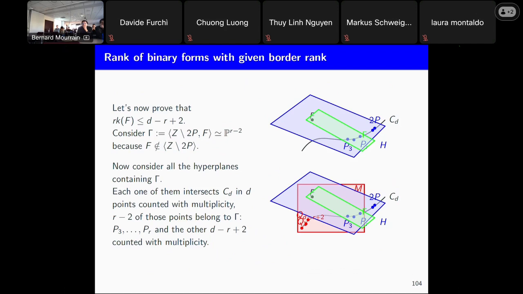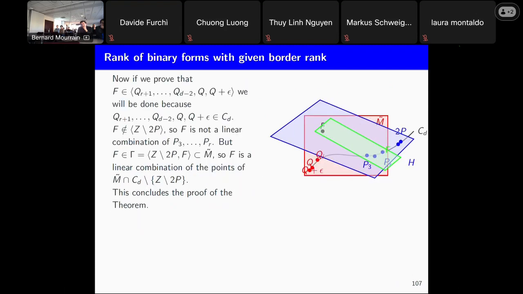These are hyperplanes, so they have to intersect my curve in d points. And now I just have to count them, because here I have R minus 2, and so this hyperplane will intersect this curve in other d minus R plus 2 points. And by construction, the span of these other points will have to hit my F. And I think I close it here.